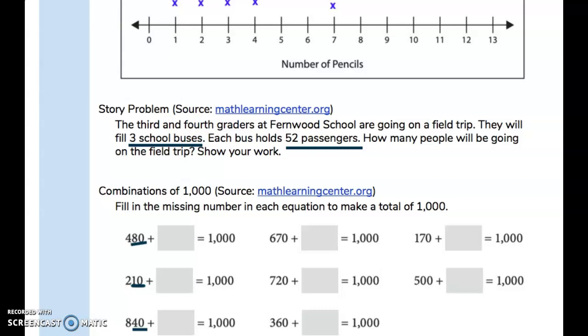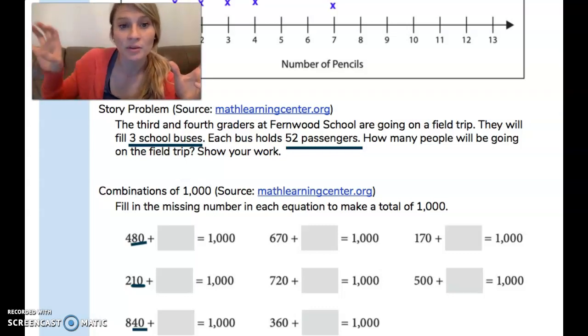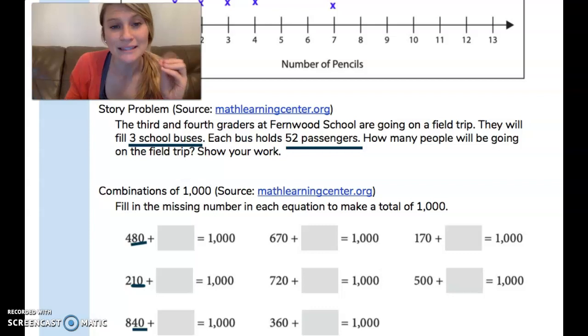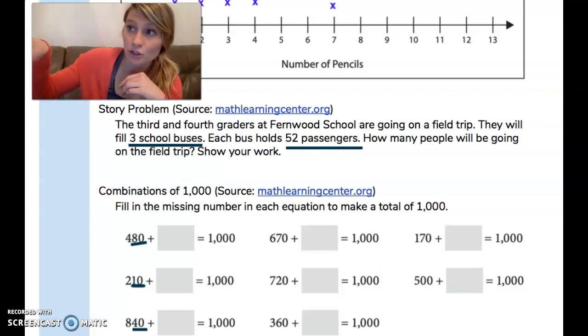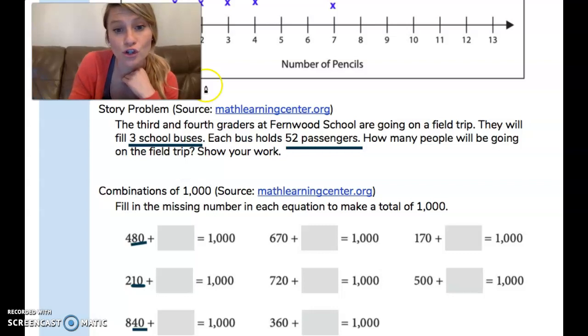So I want you guys to think through this story problem, right? So we have 3 buses. So your strategy right now, are you going to draw a picture? Are you going to make 3 buses? Each bus has 52 passengers. So 52 in this bus, 52 in this bus, 52 in this bus. What's the total? So you need to tell me the total and show your work.